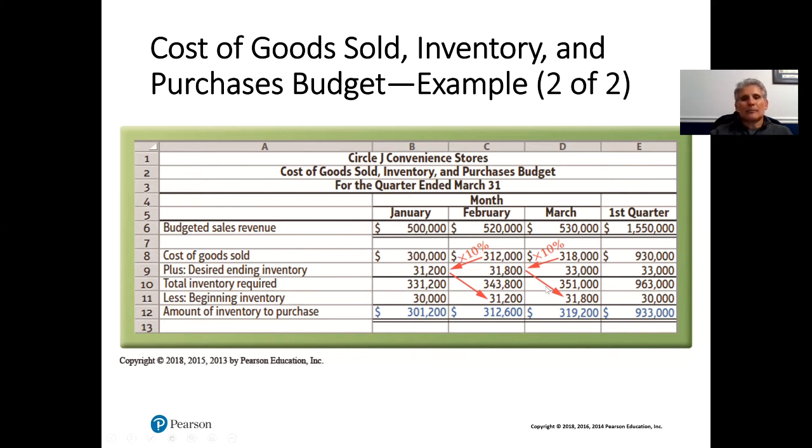Now, when we're going to put the income statement together, we're going to be focused on the sales and the cost of goods sold. We're also going to be focused on, for the balance sheet, our ending inventory amounts. Remember, this is 31,200, and we want that at the end of the month of January.